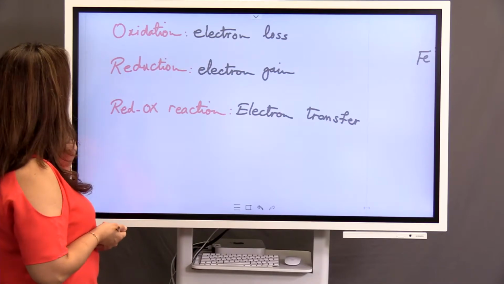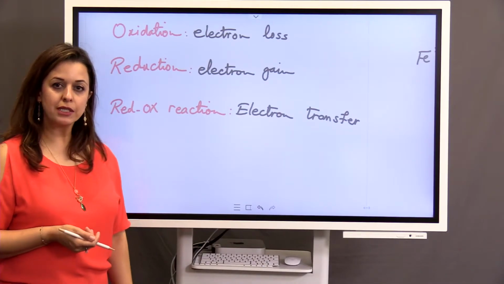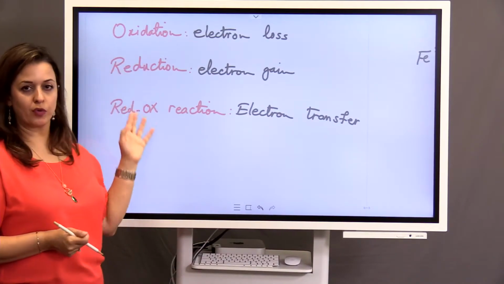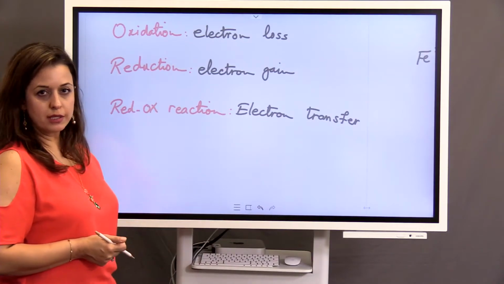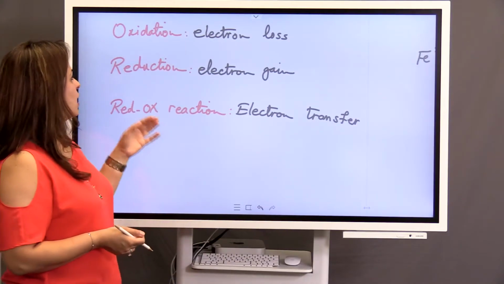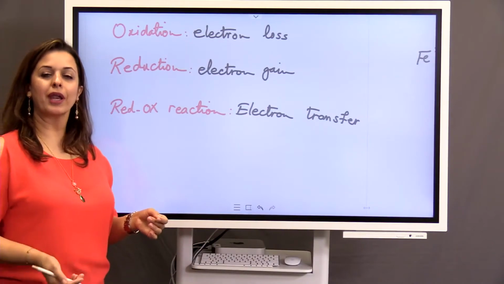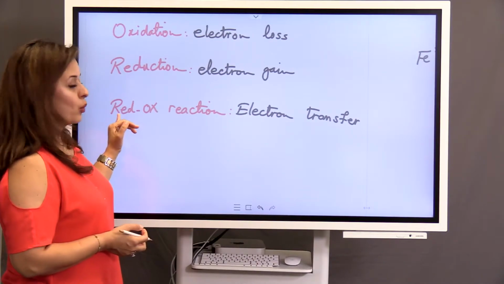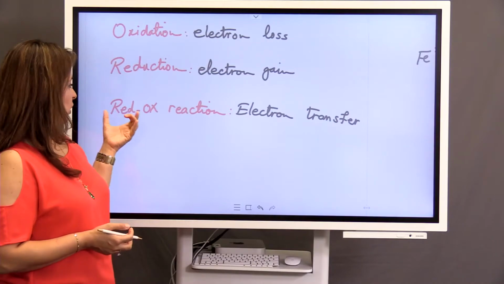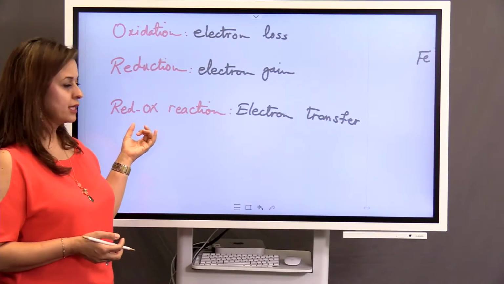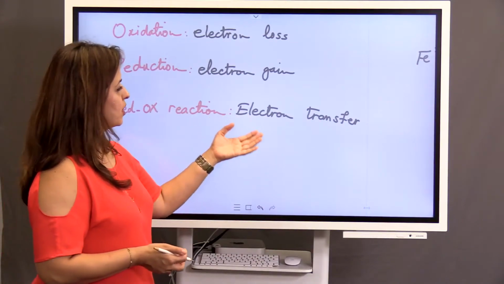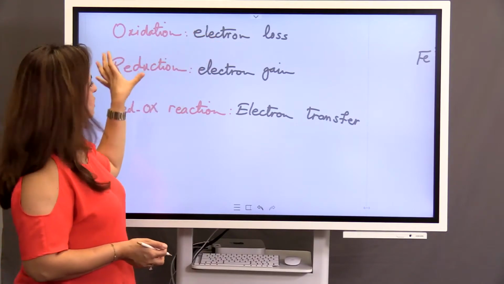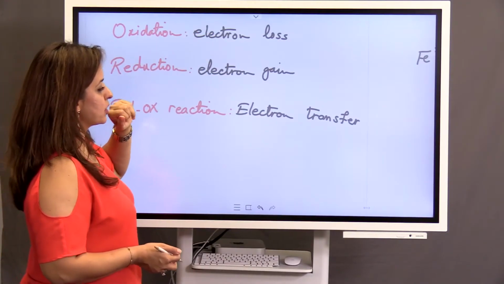The next concept is about oxidation and reduction reactions. In general chemistry, the description for oxidation is electron loss, when an element loses electrons, and reduction means electron gain, when an element gains electrons. And so the oxidation reduction reactions that we shorten to redox reactions are called electron transfer reactions. Electrons transfer from an element which is oxidized and loses electrons to the element which is reduced and gains electrons.